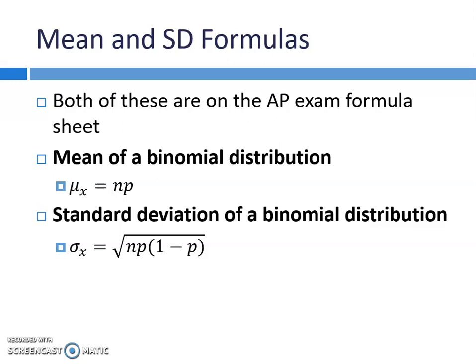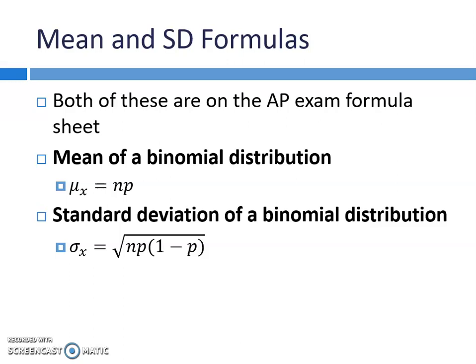All right, everyone, let us dive right on in to learning about how to calculate the mean and the standard deviation for a binomial distribution. Now, both these formulas are on your exam formula sheet. Directly underneath the formulas for mean and variance of just a normal, nothing special probability distribution.